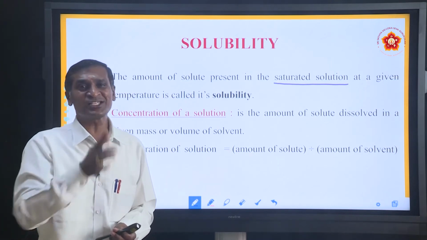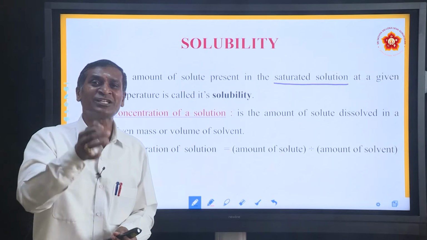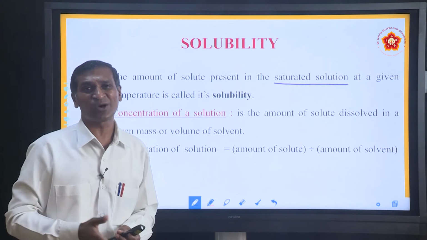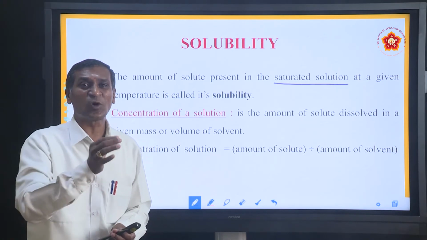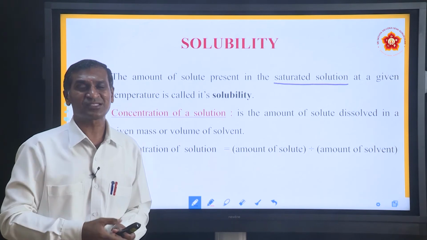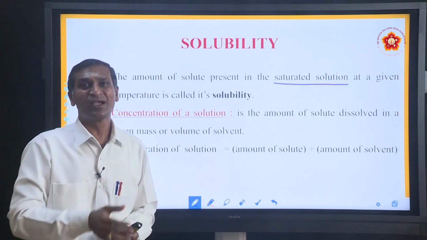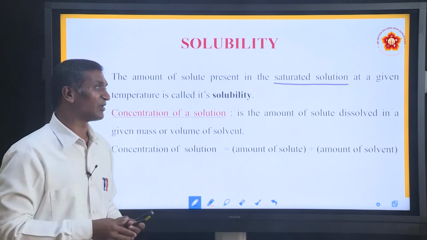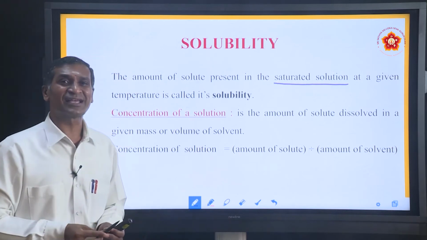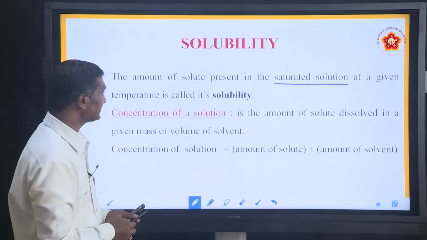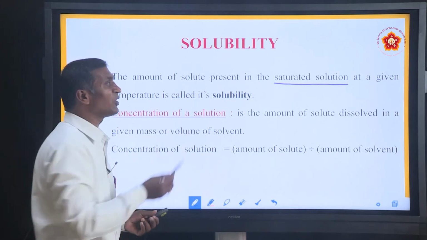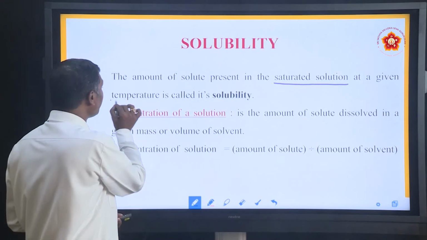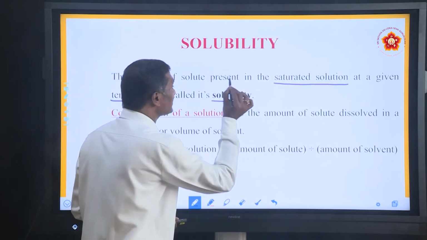Even though sugar is soluble in water, if the solute is more than the solvent, then the solute will not dissolve in that solvent. So, we call that stage of the solution a saturated solution only when no more solute is soluble in the solvent. So, the amount of solute that is present in the saturated solution at a given temperature is called its solubility.